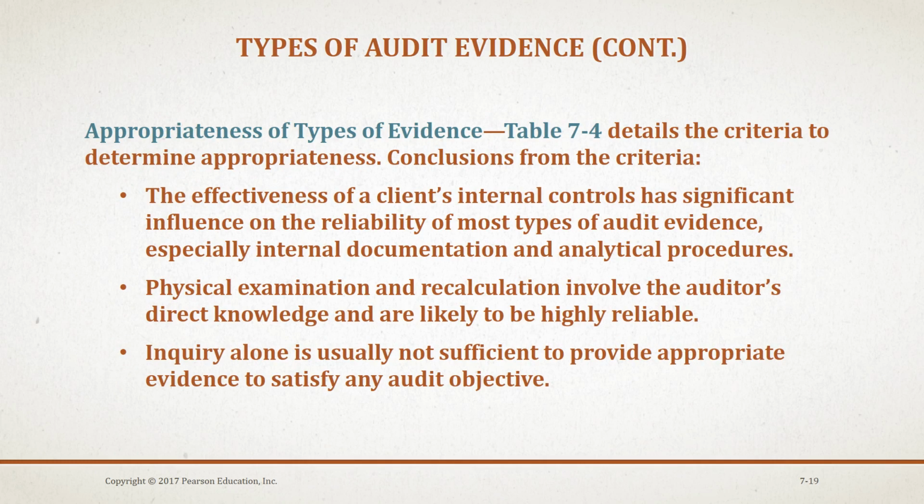The appropriateness of evidence. We're going to look at table 7.4 shortly, but obviously looking at these criteria, the effectiveness of a client's internal controls has significant influence on the reliability of most types of audit evidence, especially internal documentation and analytical procedures. Physical examination and recalculation involve the auditor's direct knowledge and are likely to be highly reliable. Typically, inquiry alone is usually not sufficient to provide appropriate evidence to satisfy any audit objective.